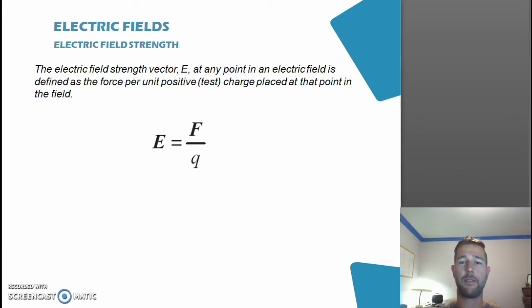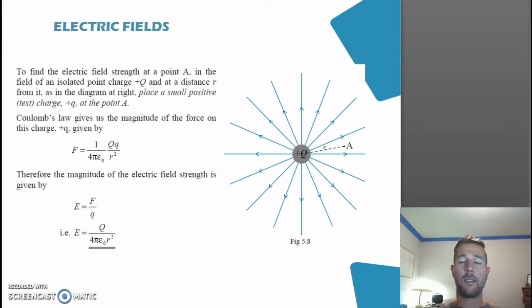Now the strength of an electric field is defined as the force per unit test charge placed at that point in the field. Alright, so let's look at a derivation. So if we wanted to find the electric field strength at point A due to a particle Q that's charged at a distance r from that particle, we can put a small test charge at point A. Alright, so Coulomb's law will give us the force on that charge.